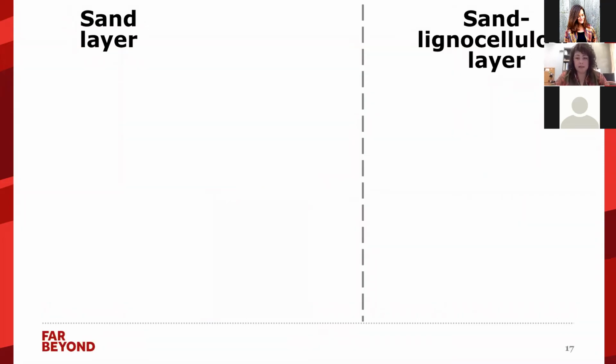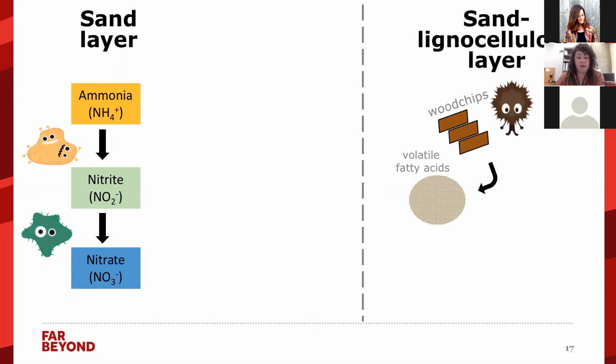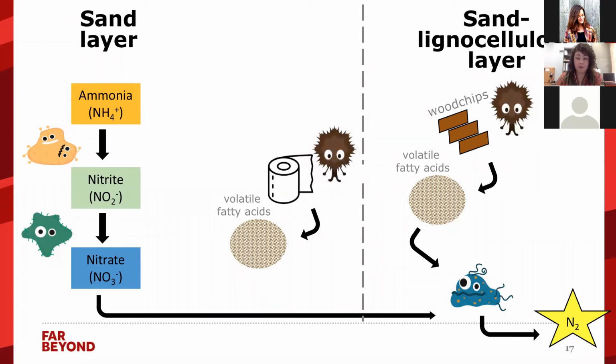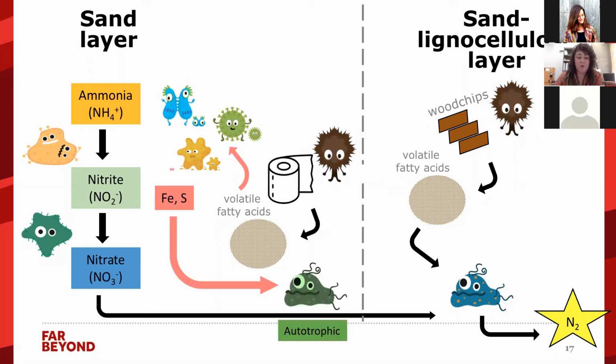So to kind of bring this section of the presentation all together, we've seen that we have our nitrifiers in our sand layer. We have our expected cellulolytic bacteria in the sand lignocellulose layer. Then the denitrifiers take those volatile fatty acids and the nitrate from the sand layer and then convert that to nitrogen gas, which again is our desired end product. But we have this other group of cellulolytic bacteria, which may be interacting with toilet paper or some other form of cellulose in this aerobic sand area, which then in turn may be supporting other microbes involved in iron and sulfur cycling, which in turn, those are the microbes that may be supporting these autotrophic denitrifiers. So it's not so black and white as we previously thought.